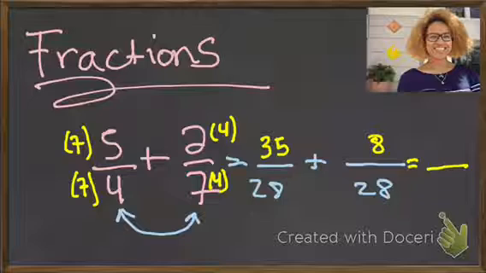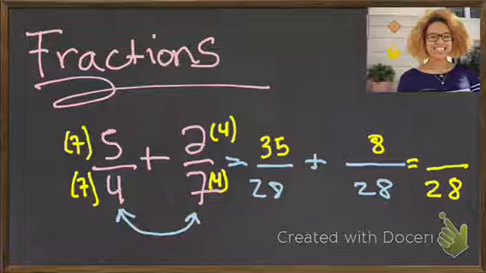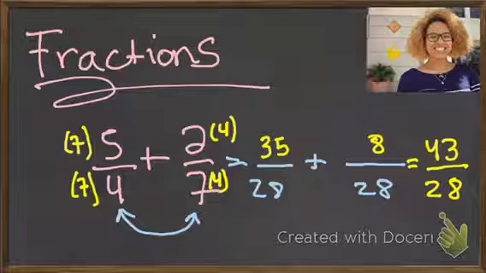Now we simply have to add. The denominator stays. So 35 plus 8, that gives you 43, if I'm not mistaken. Yes, 43. Now you have to check to see if you are able to simplify the 43 over 28. 28 can be divisible by 2, but not 43. 28 can be divisible by 4, but not 43. I do believe this can stay as an improper fraction.